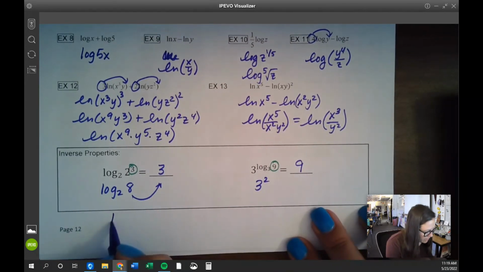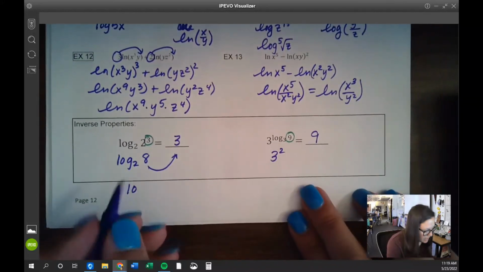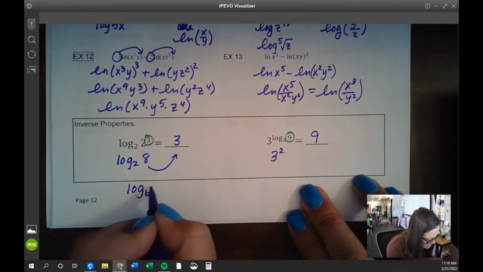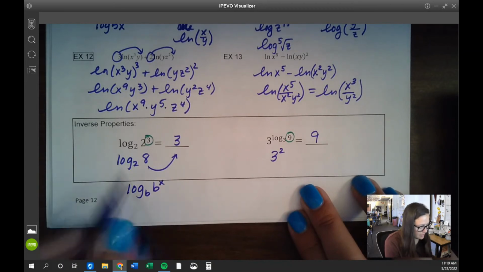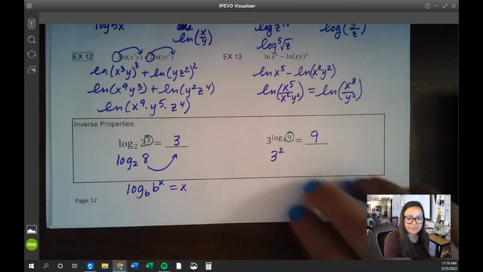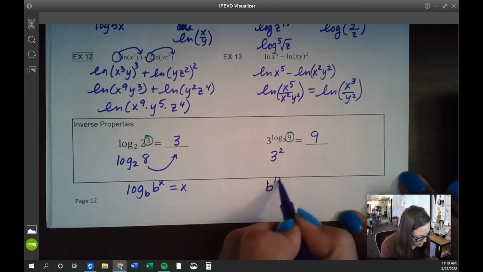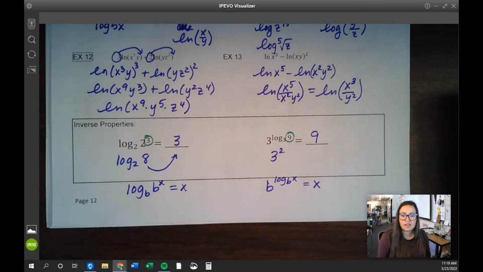Okay, so if I have log base b of b to the x, so that's like this example here, my answer is just going to be x. And the opposite is true. So if I have b to log base b of x, then my answer is just x. So they cancel each other out. They are inverses of each other.